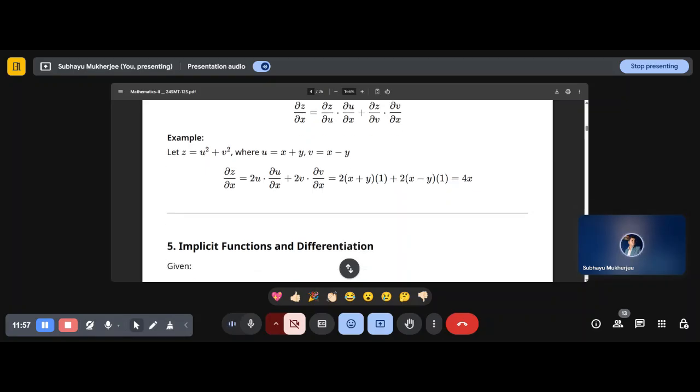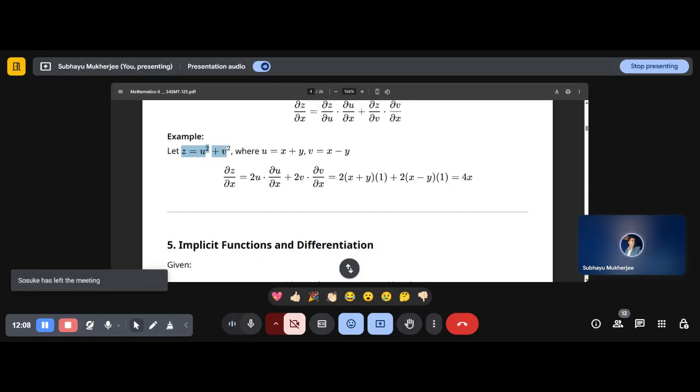Then we have an example where the formula of z is given, and u and v. But what is the problem here? We need to find del z by del x, but in the expression of z there is no x or y. So what you need to do, like the chain rule, which was also a part of your class 12 syllabus, similarly you need to substitute u and v according to the given formula.